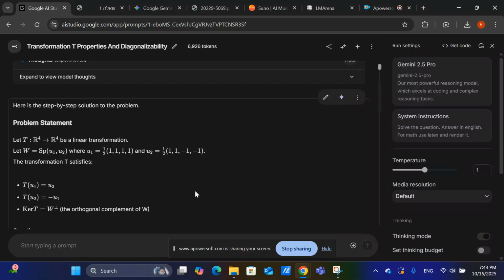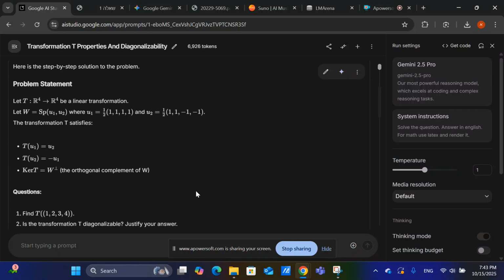Okay, so we're going to do a question that will use projections, orthogonal projections specifically. You can see the question in front of you. We have a transformation from R4 to R4. We are on the real numbers. We have a space, we call it W, which is a span of two vectors, U1 and U2. U1 and U2 are presented to you right over here.